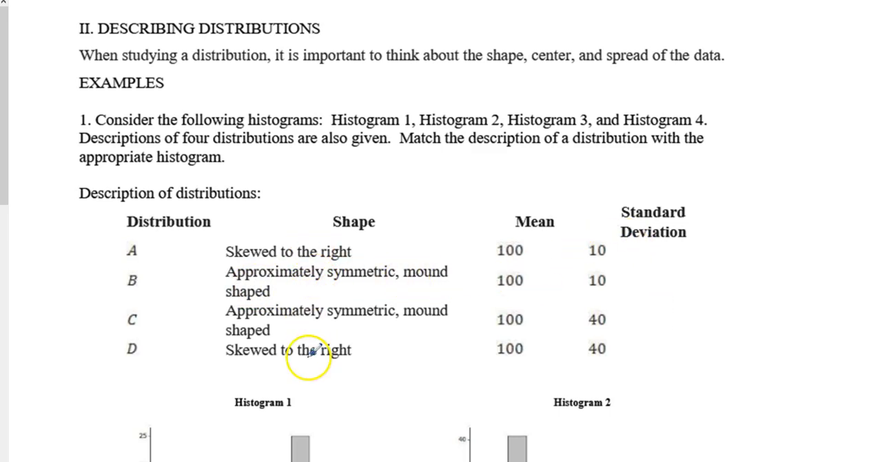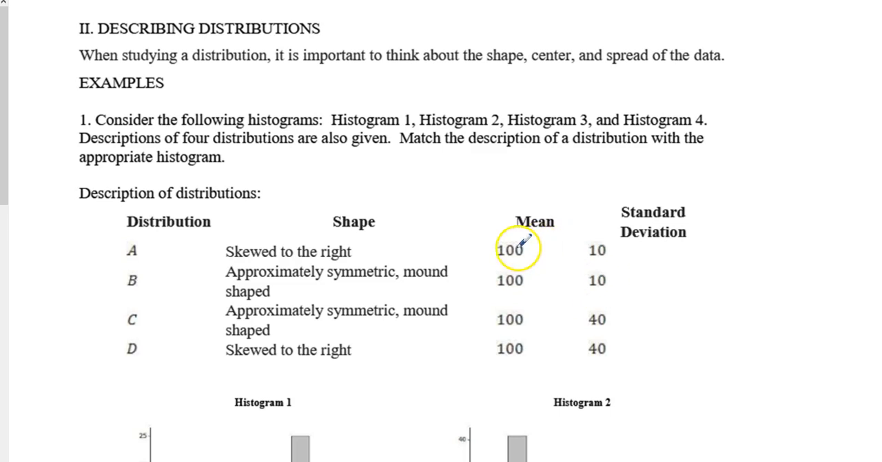Now you notice there's 2 that are skewed right and 2 that are approximately symmetric or mound shaped. You can envision, you take a pail of sand and you drop it on the floor. How does it fall? It falls with a big middle and it distributes evenly to both sides.